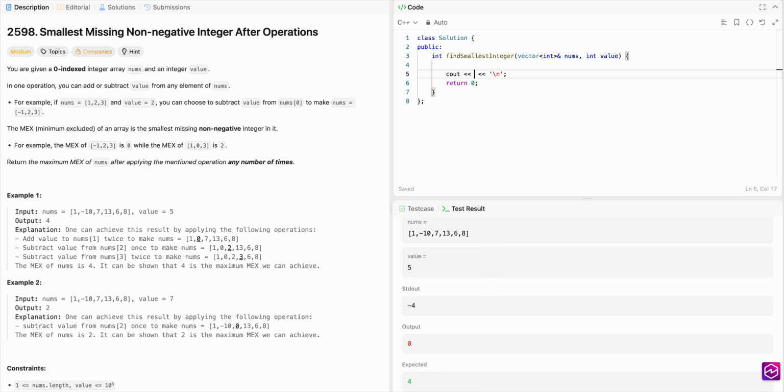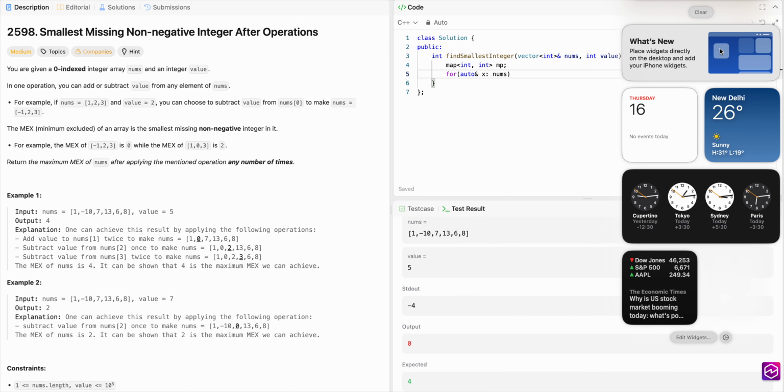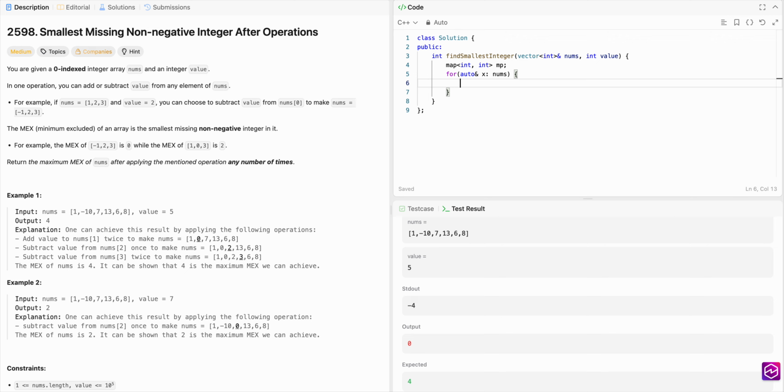I think we can do something about this. All we have to do is care about modulo values, then we might be able to do it. So what I'm going to do is iterate through the entire array, and then I am going to store the mods. I'll just store the absolute of x modulo value.